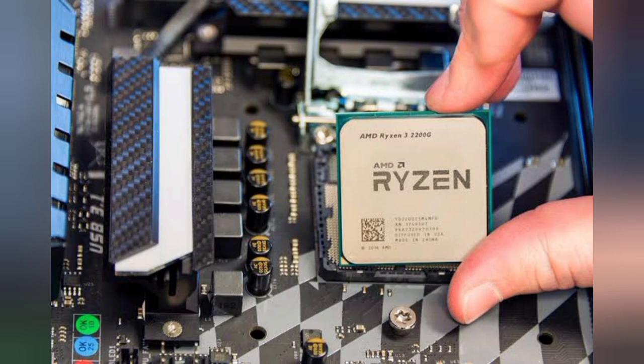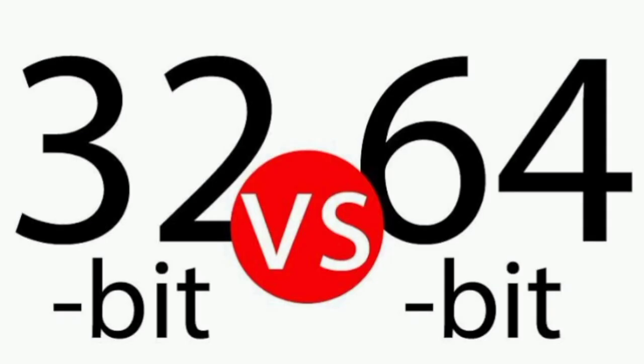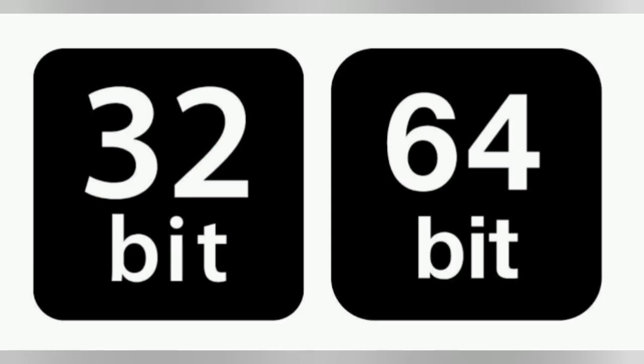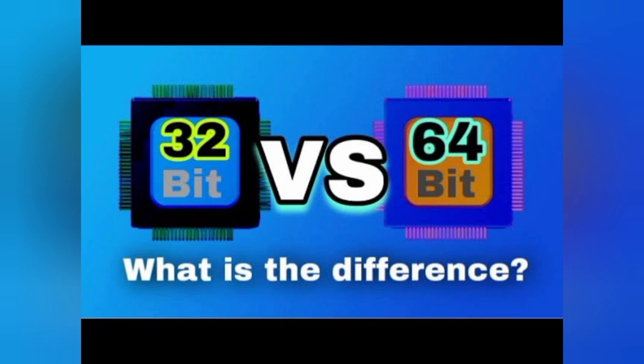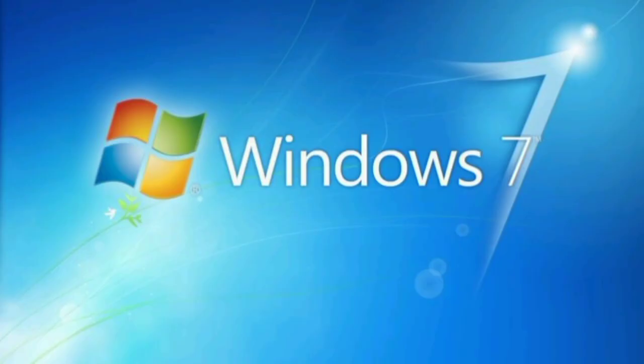Hardware support. 32-bit may not support newer hardware. It doesn't support newer hardware. Even Microsoft has stopped producing 32-bit operating systems, that is Windows. And a 64-bit operating system supports newer hardware with 64-bit drivers. Now, the security. 32-bit has limited security features, and 64-bit has more advanced security features such as hardware level protection. So these were some major differences between the 32-bit and the 64-bit operating system.